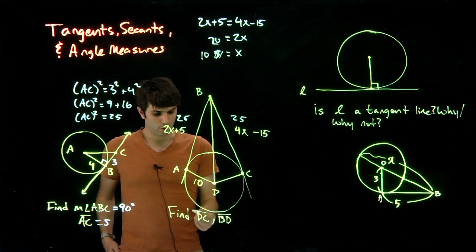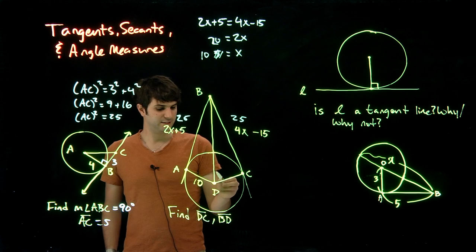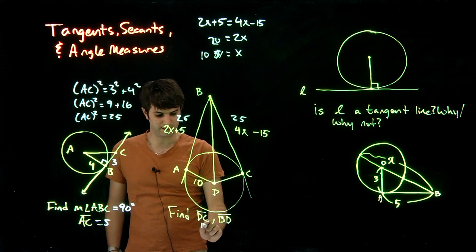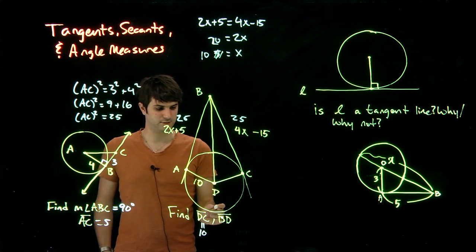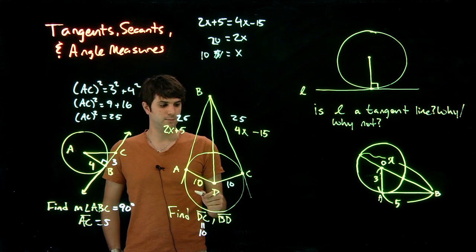Okay. Now I want to find DC. Well, what does DC equal? We know that AD is a radius, CD is a radius, so DC is going to equal 10. So we know that is 10. And we want to find BD.